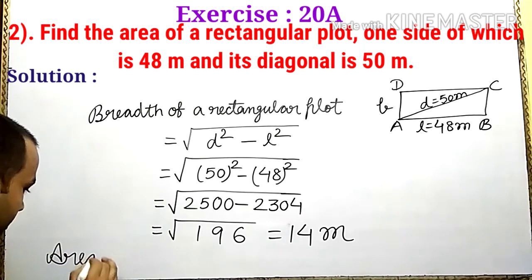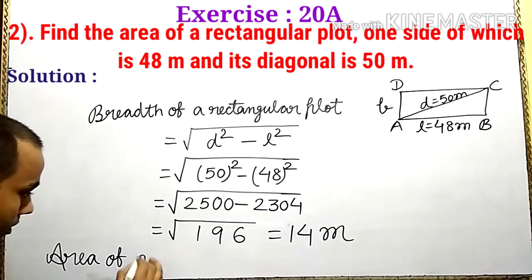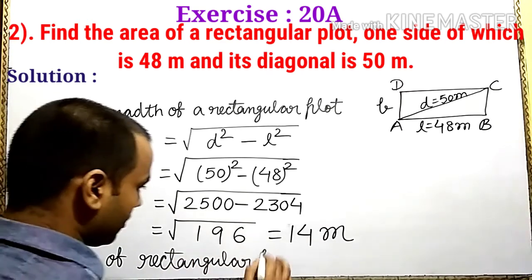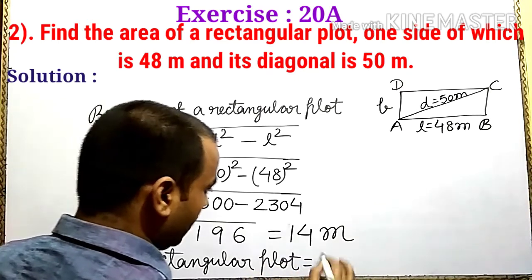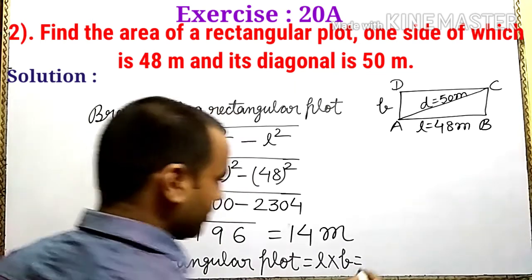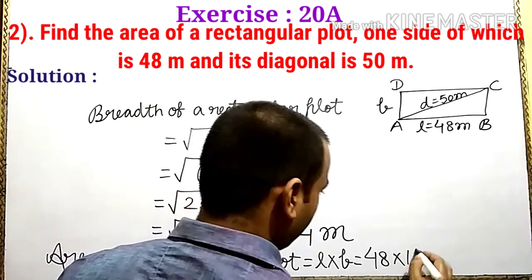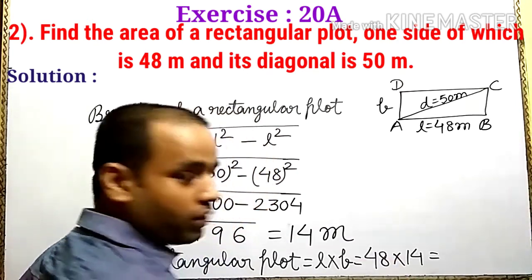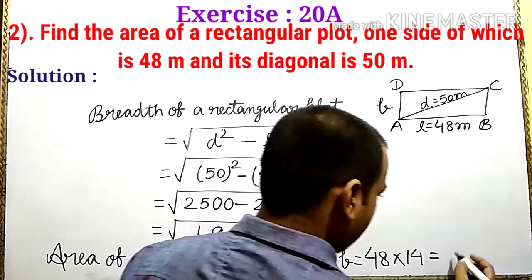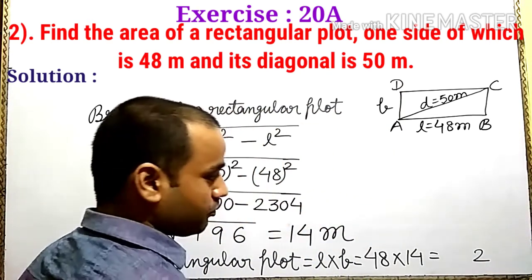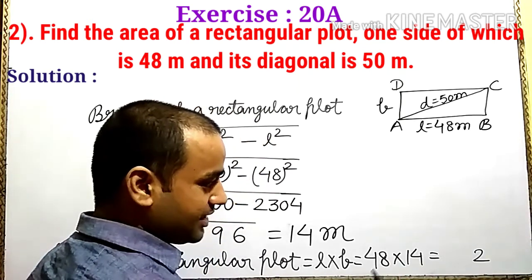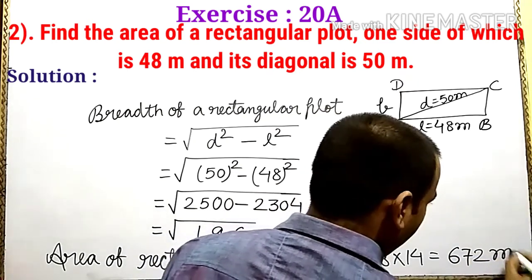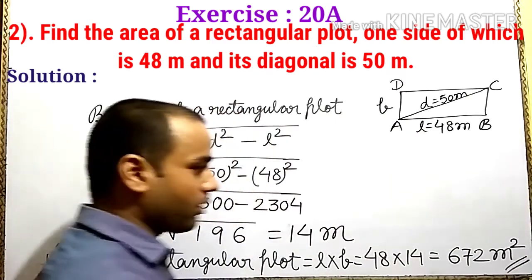So now find the area of the rectangular plot. The area of the rectangular plot is equal to length into breadth. Here length 48 into breadth 14. Multiply: 14 times 8 is 112. Write 2, carry 11. 14 times 4 is 56, plus 11 is 67. So 672 square meter. This is your required answer.